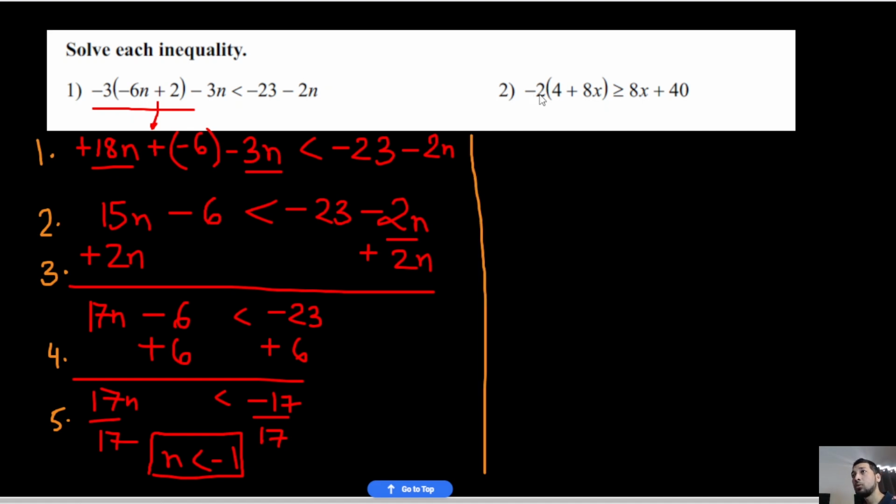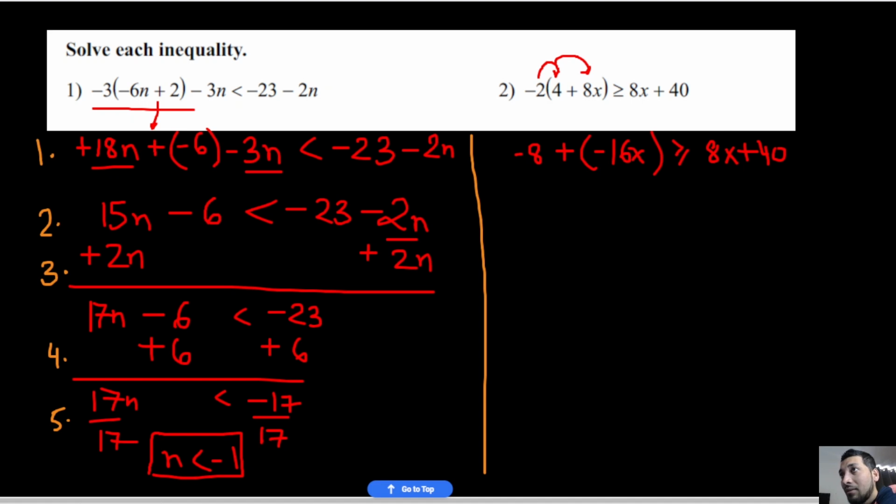Number 2, we have negative 2 open parenthesis 4 plus 8x greater than or equal to 8x plus 40. In this case, again, we have a parenthesis, which is a grouping symbol. So we can use the distributive property. So distribute this negative 2 into each of the terms inside the parenthesis. So negative 2 times 4, that is negative 8, plus negative 2 times 8x, that is going to be negative 16x, greater than or equal to 8x plus 40.